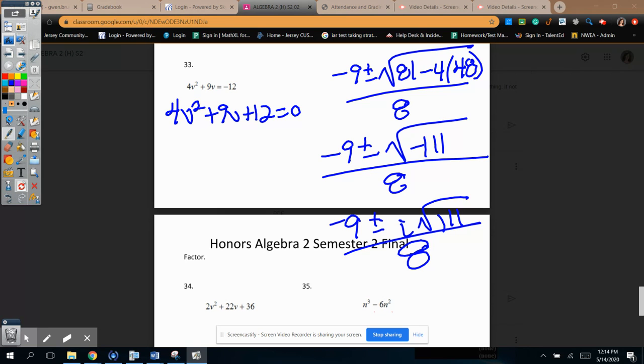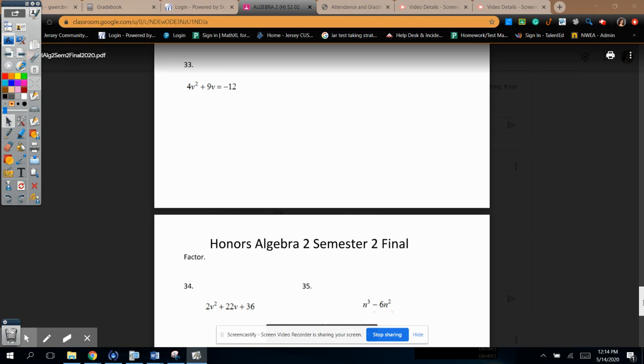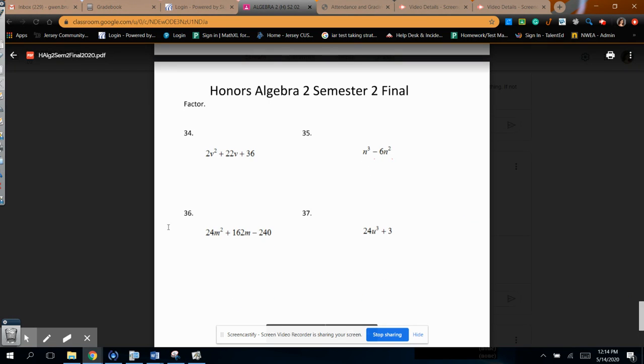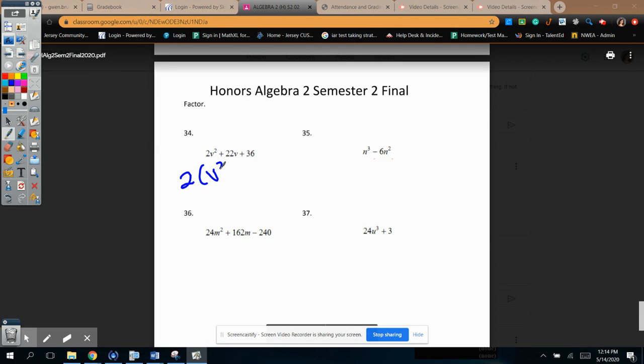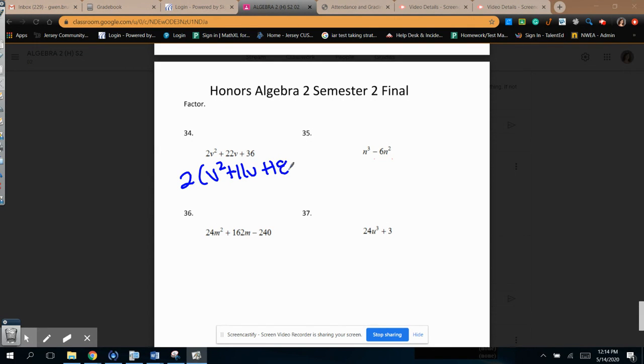And the last ones, we just factor. GCF here, all have a 2 in common. v squared plus 11v plus 18, and then that's a 9 and a 2. v plus 9, v plus 2. These have an n squared in common, which just leaves me with an n minus 6. Not too bad. And these all have this. Does 24 go into 162? Nope. That's 12. Just 2. Okay, so 2 goes into all these.